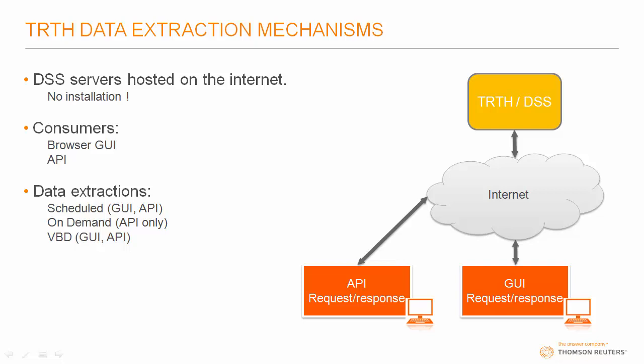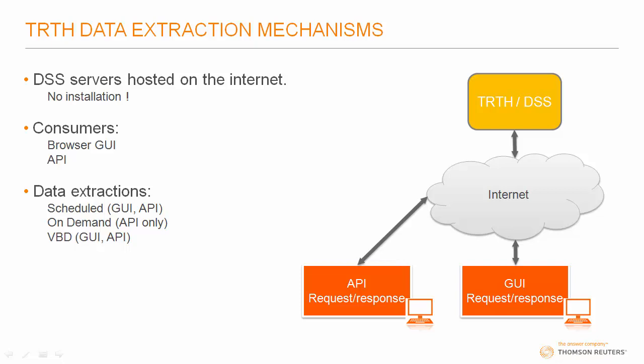Then there are on-demand extractions, which occur immediately. These are high-level simplified calls, which can only be created using the API. This is something new that was not available before, so if you're migrating from the previous version, you might want to look at this closer, as it might simplify your workflow.